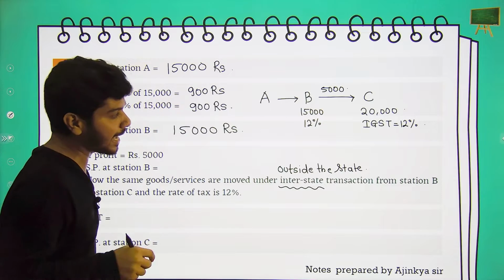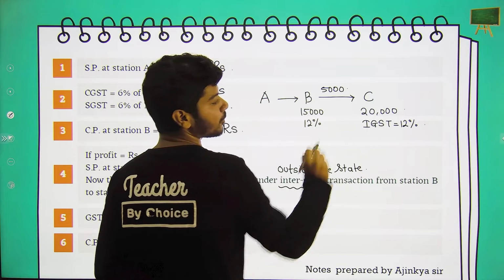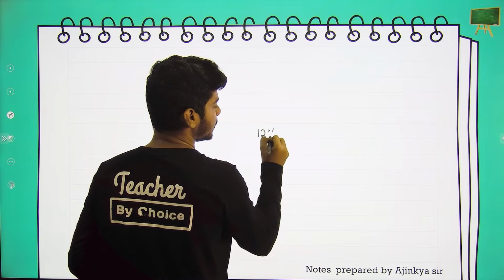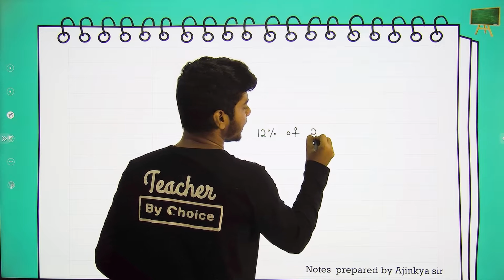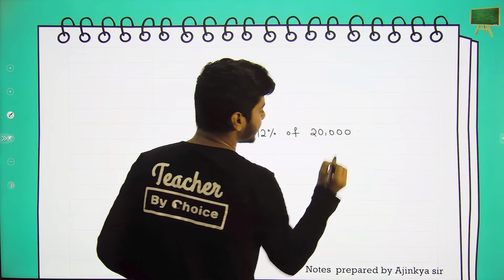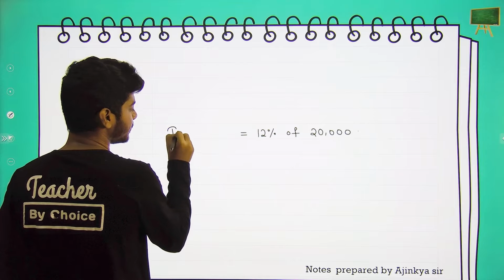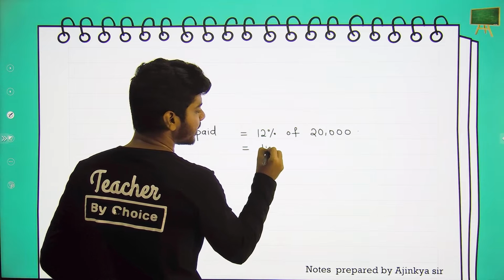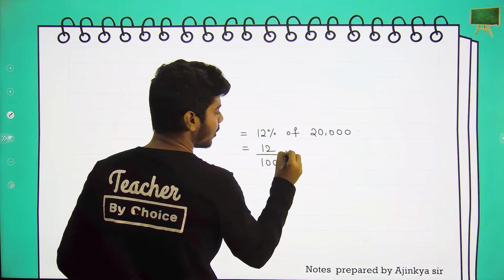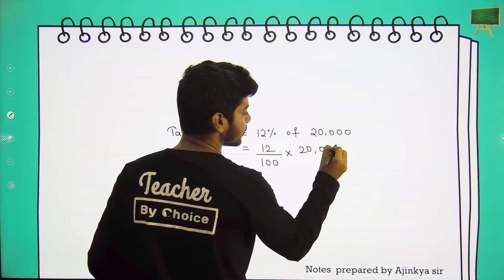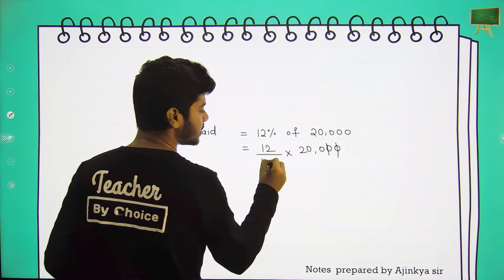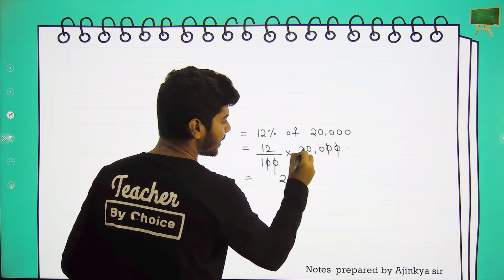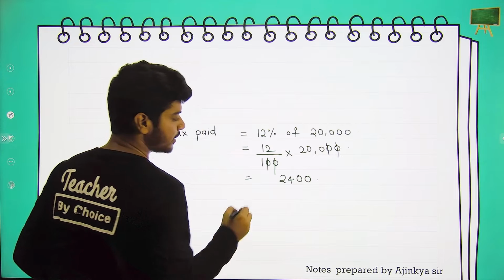Let's calculate that also. Can I say 12% of 20,000 we will calculate? 12% of 20,000 will give me how much? Tax paid will be equal to 12 upon 100 of, which means multiplication of 20,000. Cut the zeros. Let's multiply: 12 times 2 is 24 and 00, which is 2,400 in rupees.